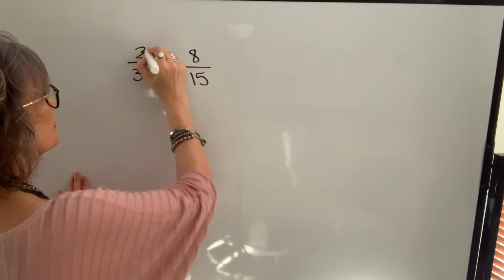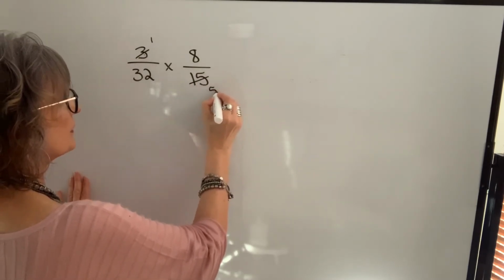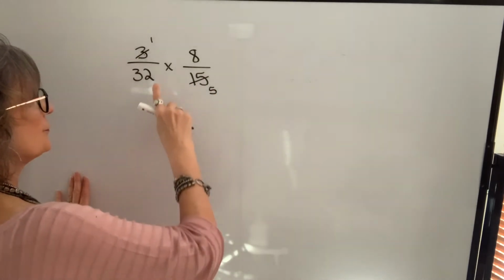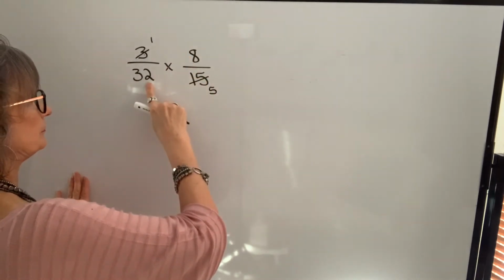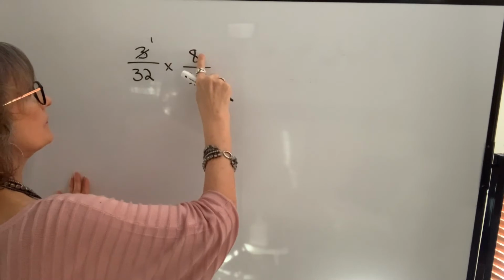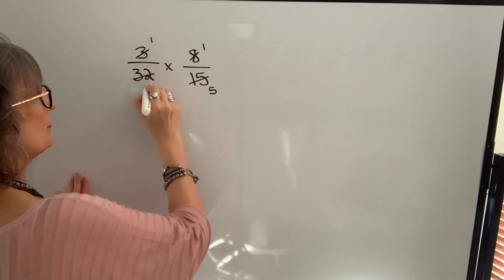So 3 goes into 3 one time. 3 goes into 15 5 times. Also notice that we have a factor of 8 in this number as well as this number. So we're going to divide 8 into this numerator and 8 into the denominator.